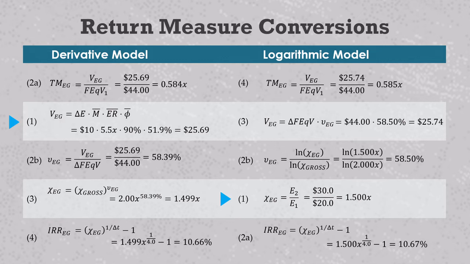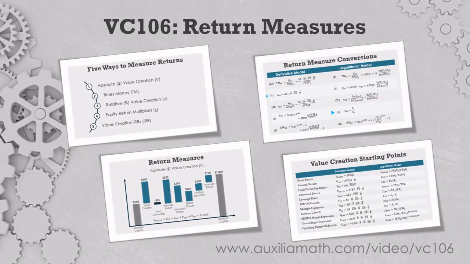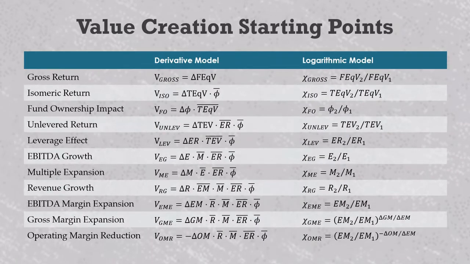On the website, you can find an Excel template that has all these calculations for the value drivers that we discussed, as well as examples of the charts that we showed earlier. So now we can convert every value driver from one measurement to another. We just need the derivative model and the logarithmic model starting points. This table provides those starting points for the value drivers discussed thus far, as well as for new ones.